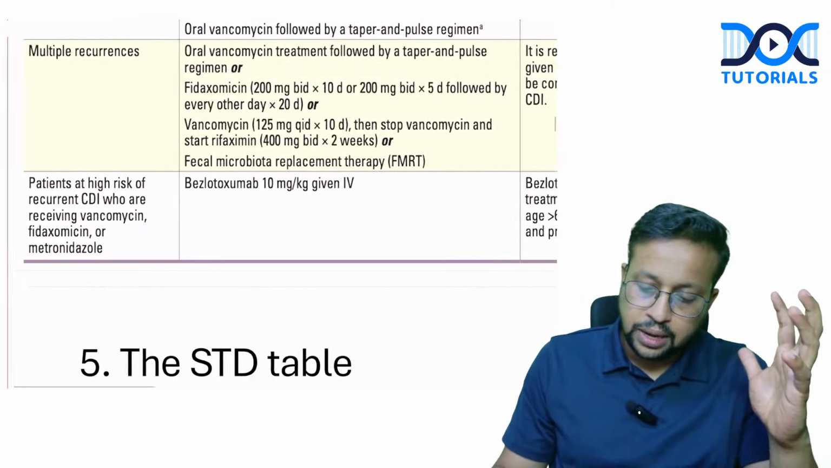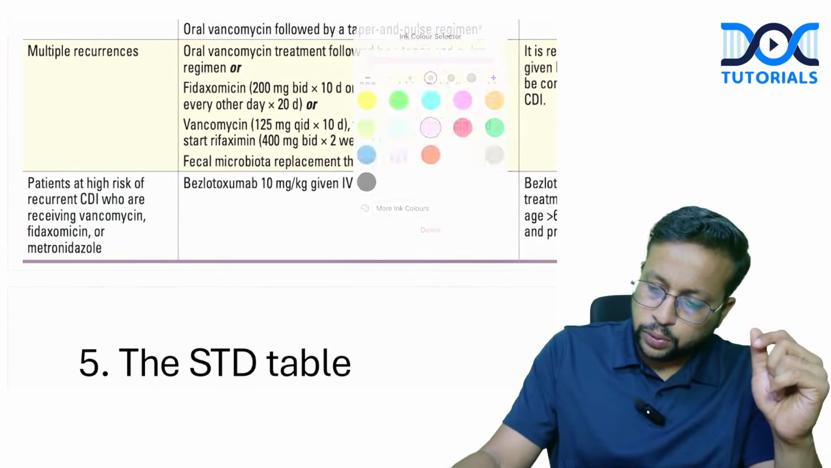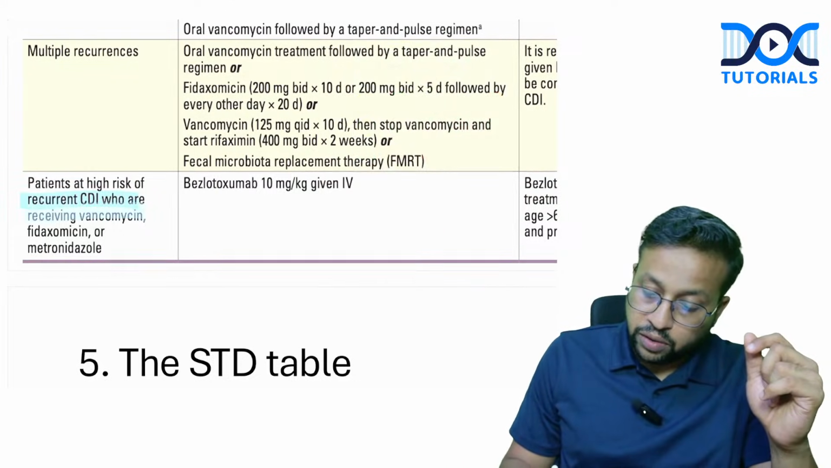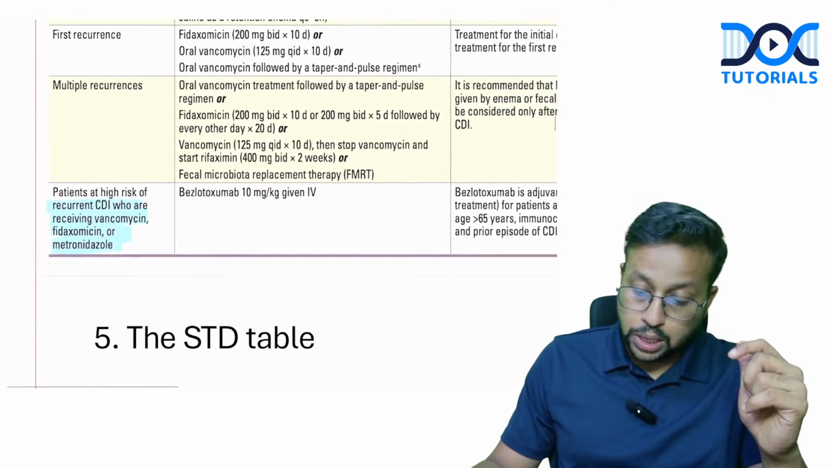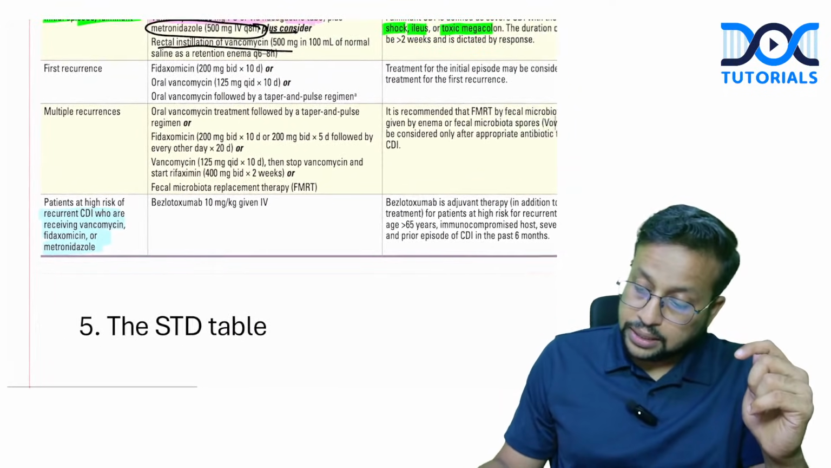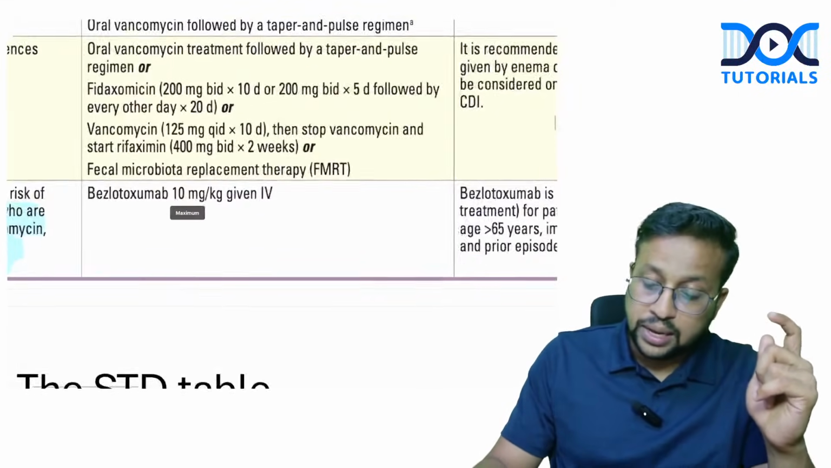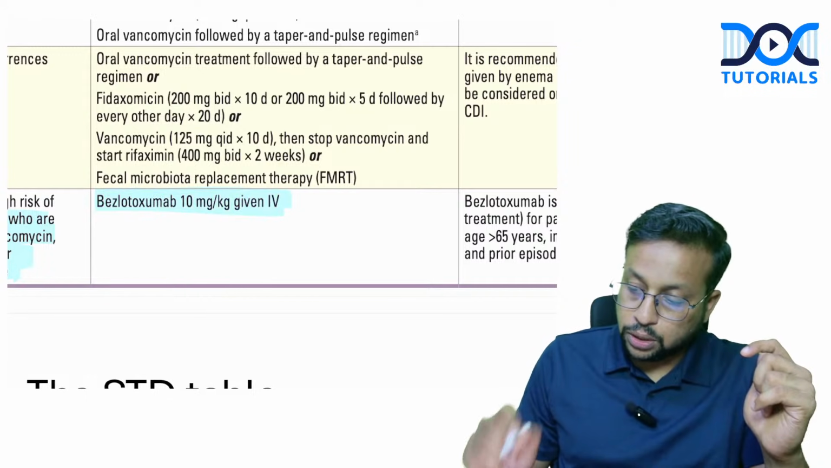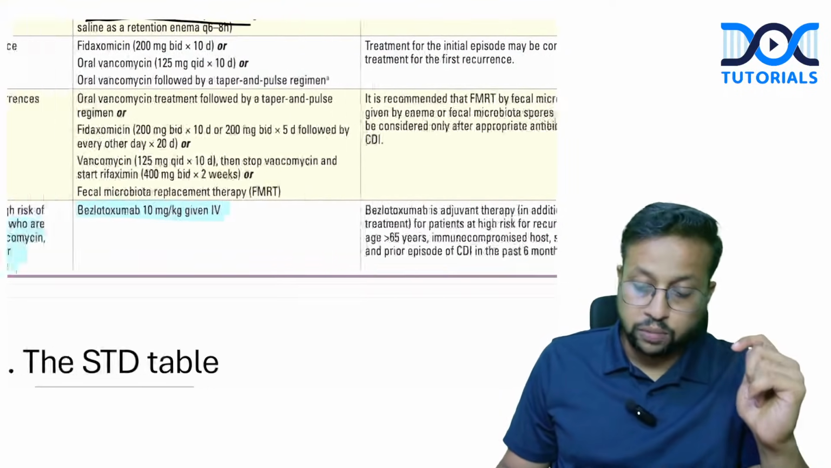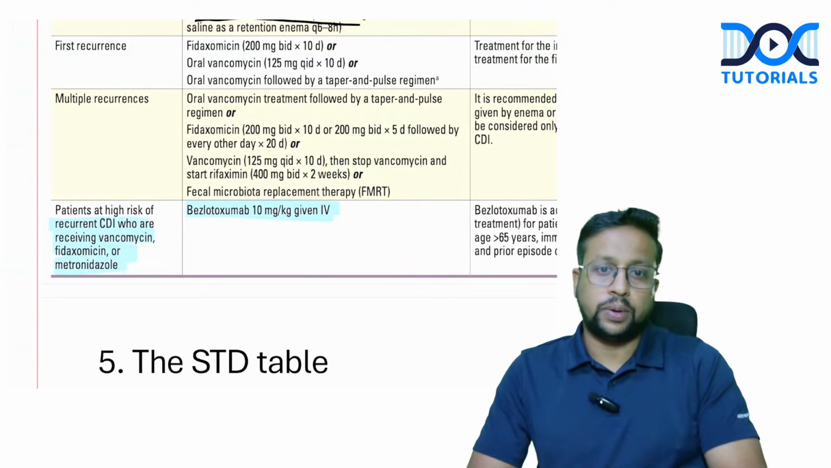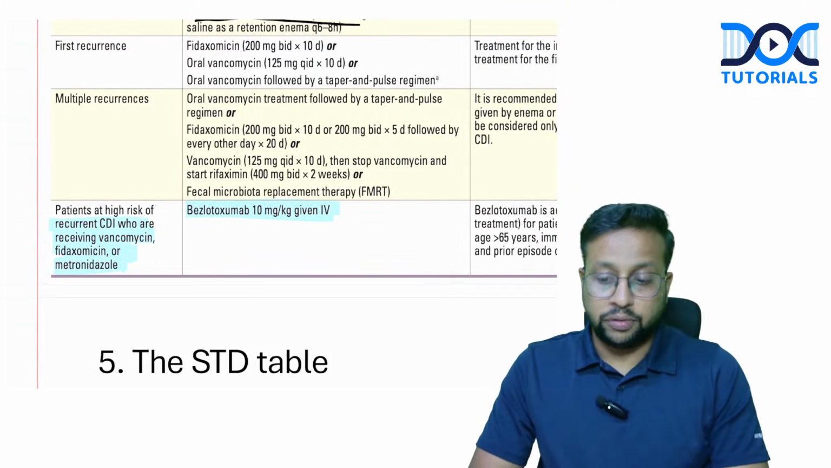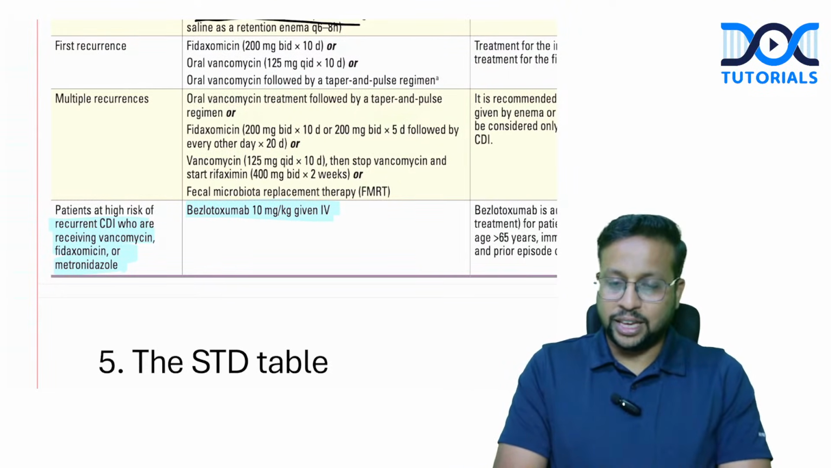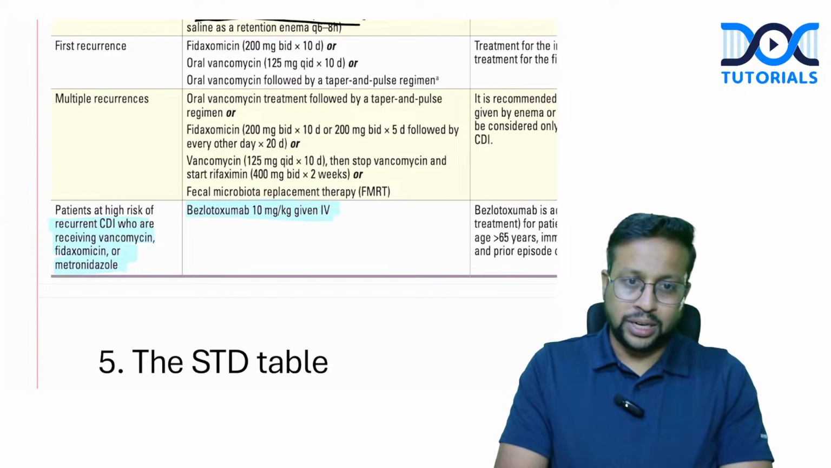Clostridium difficile infection. Also remember, just from an MCQ point of view, patients with high risk of recurrent Clostridium difficile who are receiving vancomycin, fidaxomicin, or metronidazole. Along with that, there is an adjuvant therapy to reduce the chance of recurrence, and this is a monoclonal antibody called bezlotoxumab. Bezlotoxumab is given in addition to the antibiotics that are used to treat Clostridium difficile. Now, Clostridioides difficile is the new name. I keep on saying Clostridia, but the name is Clostridioides difficile.